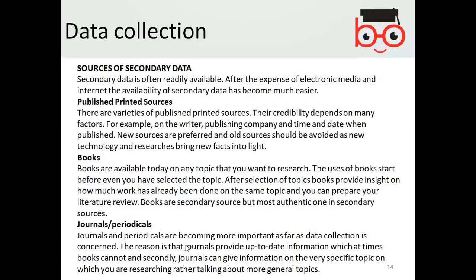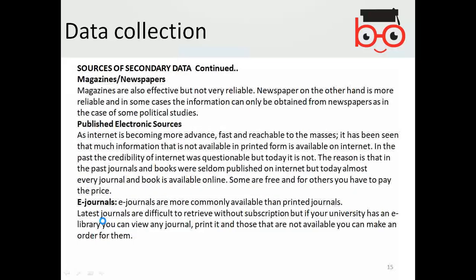However, the books could be older. So the published printing sources, books, journals are the sources. Magazines and newspapers could also give you secondary data, but magazines, though effective, are not very reliable. Newspapers, on the other hand, are more reliable, and in some cases information can only be obtained from newspapers, as in the case of some political studies. Maybe, yeah, if it is a political issue, then newspapers might be the best and most reliable source to get the particular data.